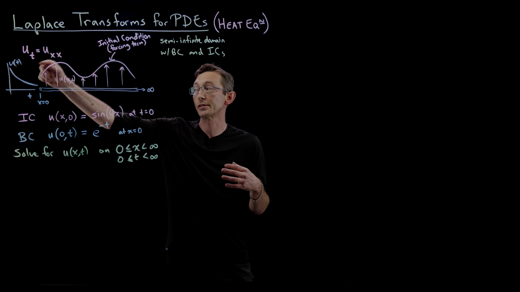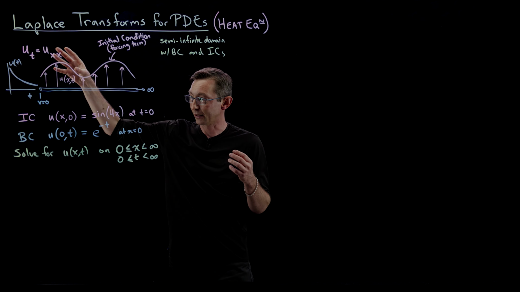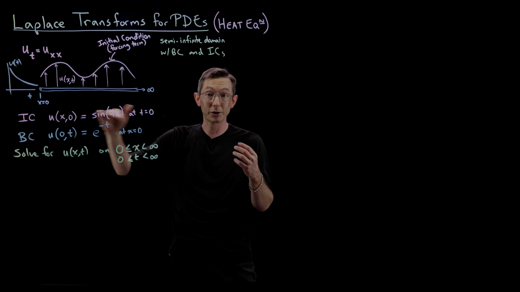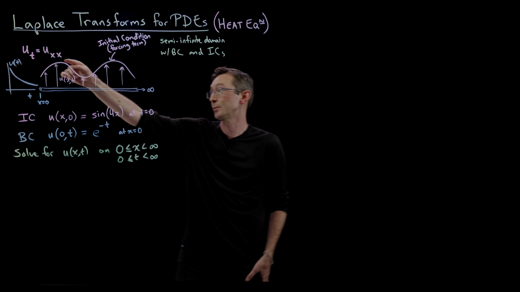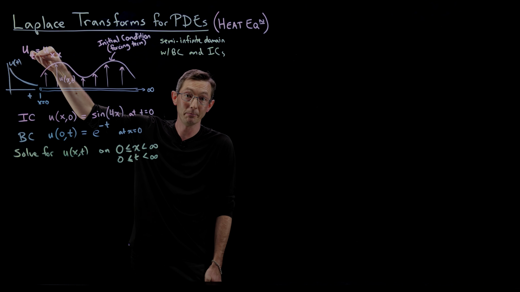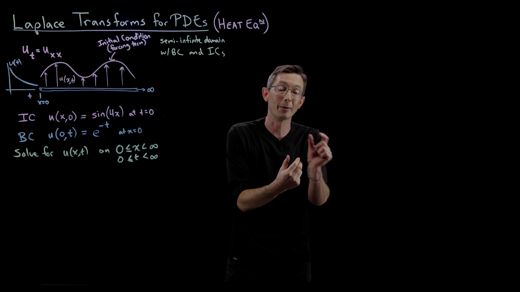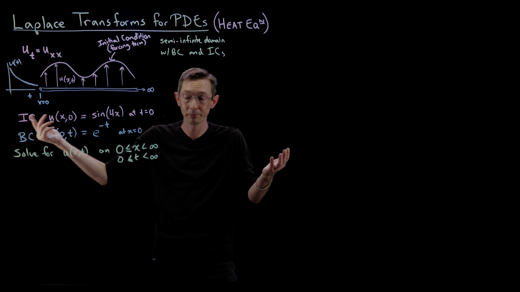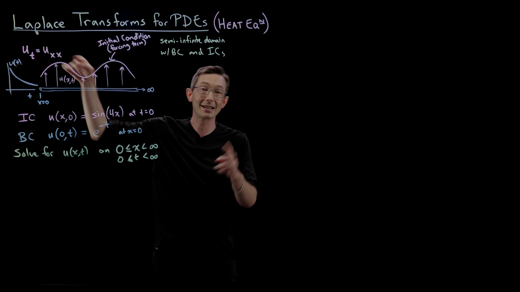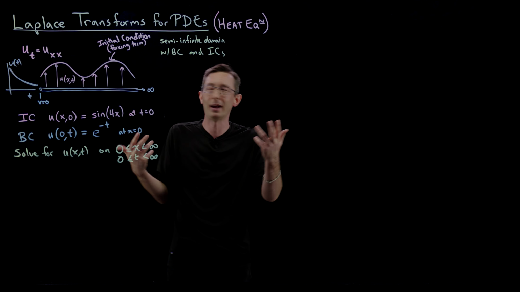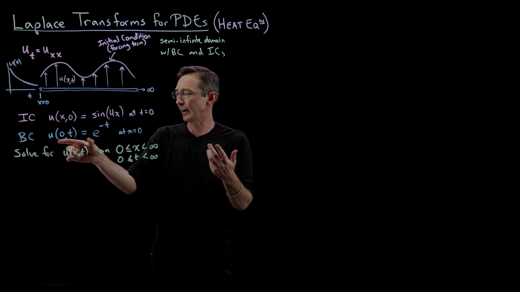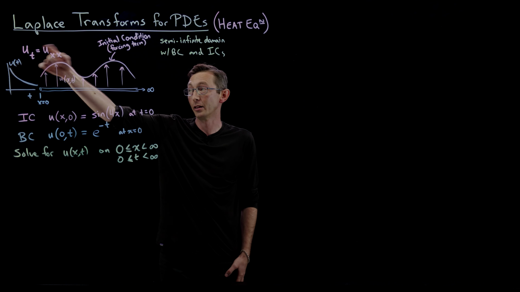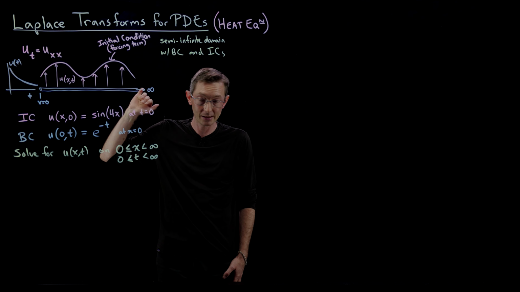We're going to Laplace transform in time, specifically because we have one derivative in time. And so when I Laplace transform, I'm going to need one initial condition in time, and I have one initial condition in time. If I Laplace transformed in space, I would need two boundary conditions, because I have two derivatives in space, and I've only got one boundary condition. So that's one hand-wavy answer for why I want to Laplace transform in time and not space.